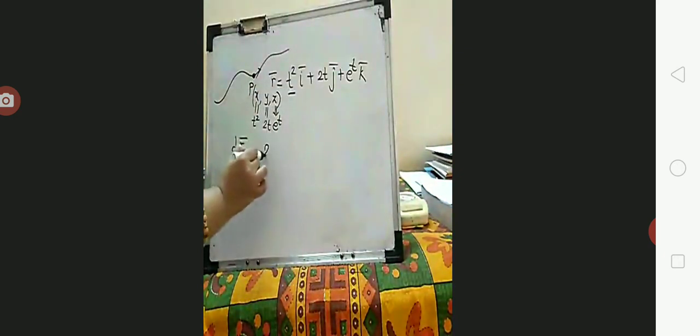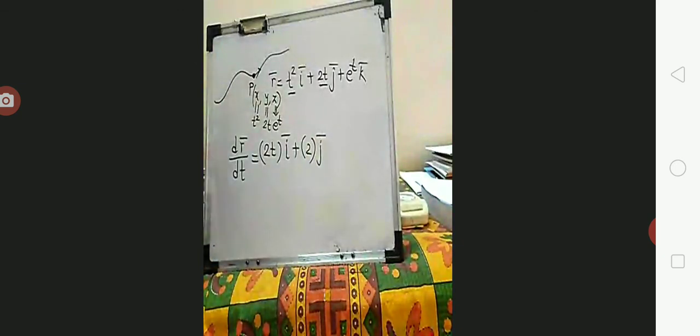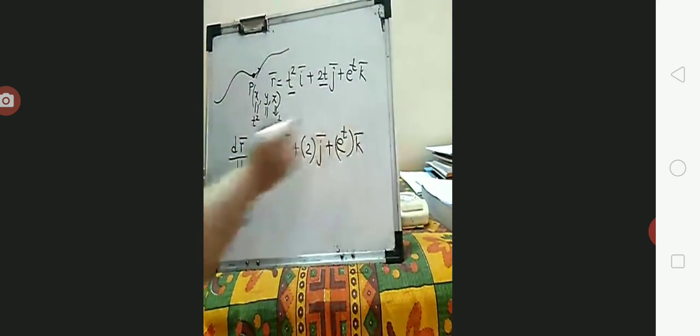Correct? What is the derivative of t square? 2t. And keep this component as it is. Correct? Then what is the derivative of this? That is 2, so it is times z bar. What is the derivative of this? It is e raised to t times k bar.